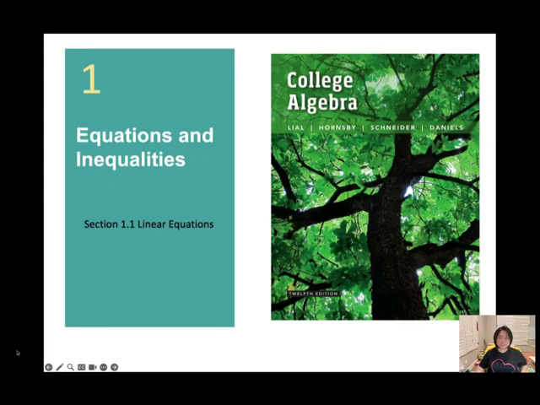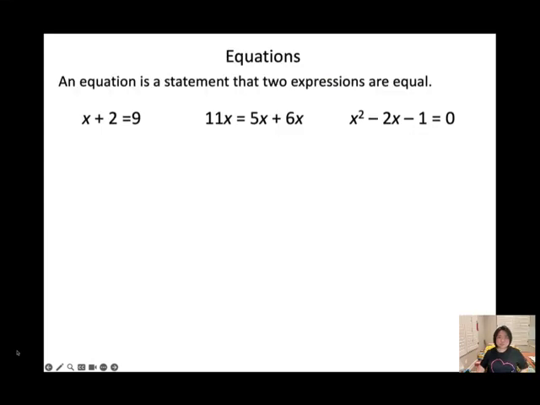Section 1.1 Linear Equations. An equation is a statement that two expressions are equal. So look at the example of these equations. First one, x plus 2 equal to 9. Okay, we do have the variable here and they are equal to each other. The left hand side has to be equal to the right hand side here. Okay, so this is going to be our equation. We do have an equal sign here.